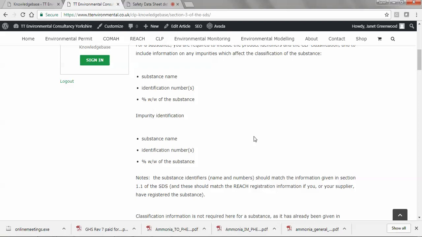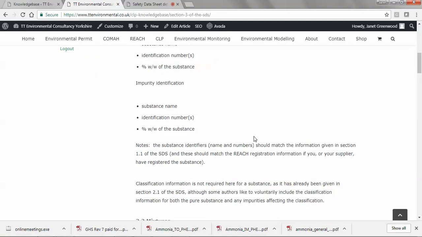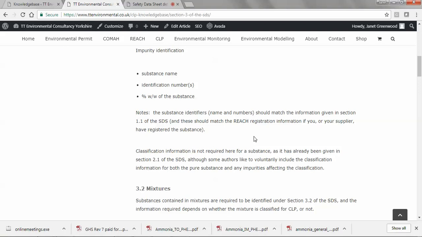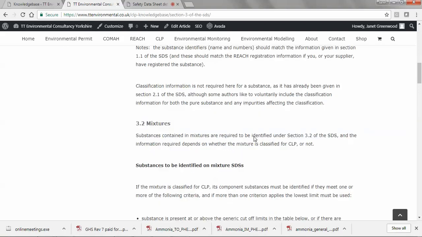If you've registered for REACH, then this should match the REACH registration information if you or your supplier have registered that substance. So when you've gone through REACH registration, you don't need to worry about what you put in there. It should just be dropping in the information that you've already been given or have provided. You don't put classification information here because you've already given it in section 2.1 of the SDS. But if you've got an impurity, it makes sense to include the classification for both the pure substance and the impurity, so that people can see how the impurity affects the substance classification. But that's a nice to have. Nobody's forcing you to do that, as far as I know.